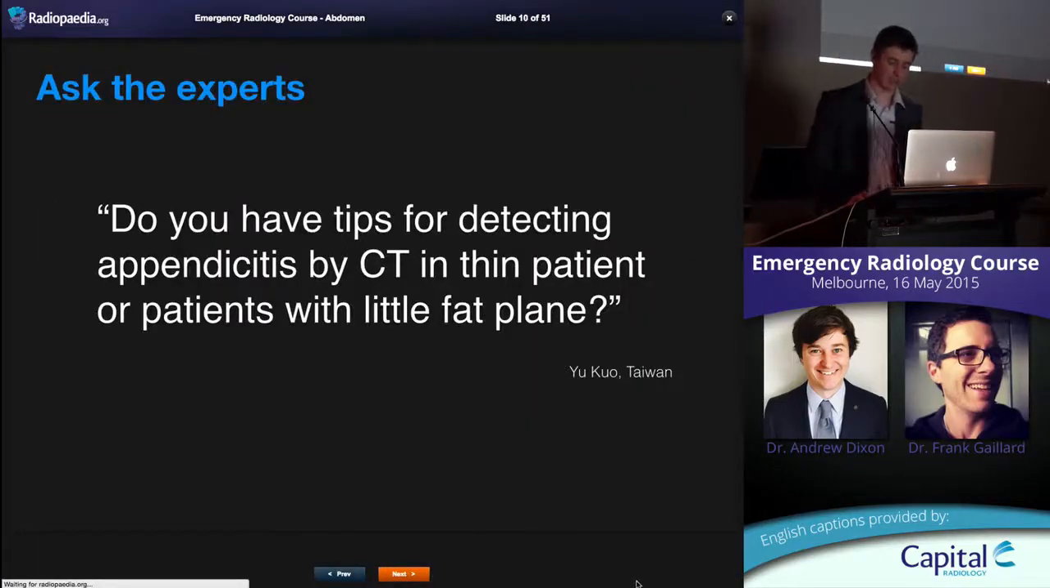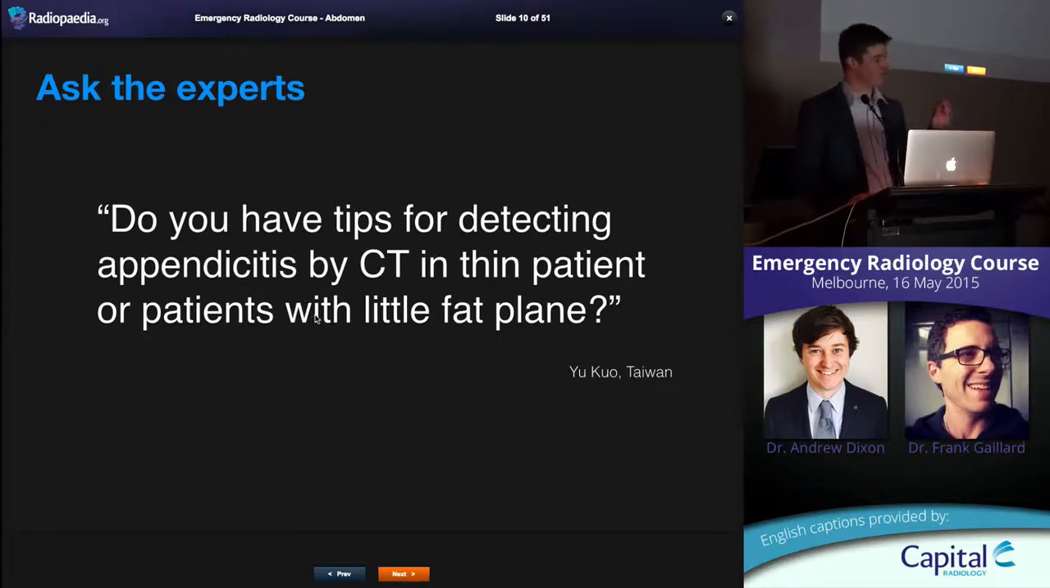Yeah, so you have, from Taiwan has asked, do you have tips for detecting appendicitis by CT in a thin patient or patients with very little fat plane? All right, so the answer to this is that it can be very hard when the patient doesn't have much abdominal fat, because we're restricted in being able to detect that inflammatory stranding in the fat to really catch your eye. But that said, in most cases, even when they've got very little abdominal fat, that fat around the appendix in the setting of appendicitis will actually expand because it will get edematous. Edema brings in more volume, okay? So often you will be able to see it.